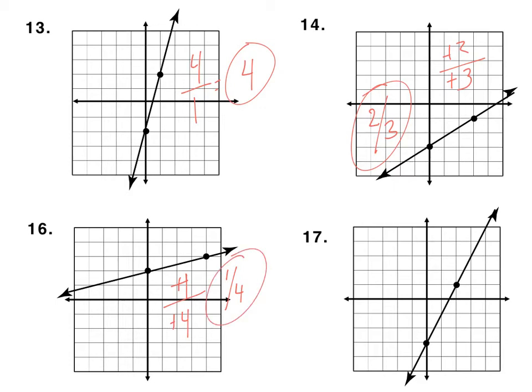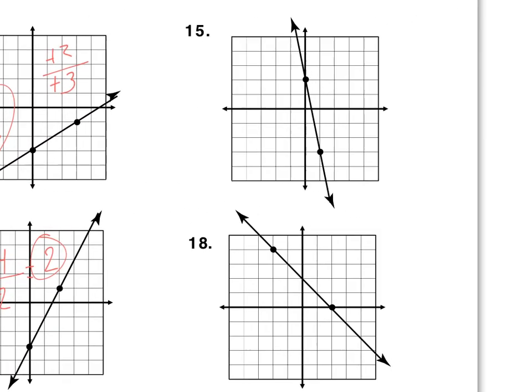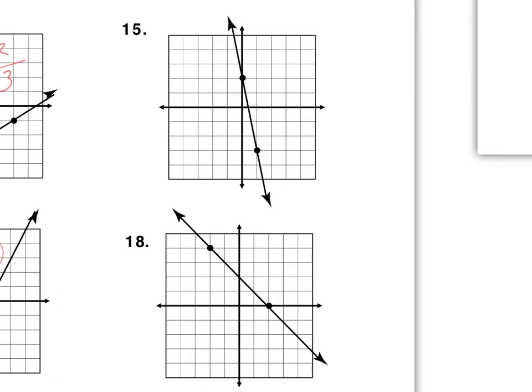17, this is a positive 4 over 2. Again, 4 over 2 is not my slope, but 2 certainly is. Okay, let's take a look at 15 and 18. Finally, we see some negative slope start to creep in. So this is -5 over a +1. That gives me -5 for a slope.